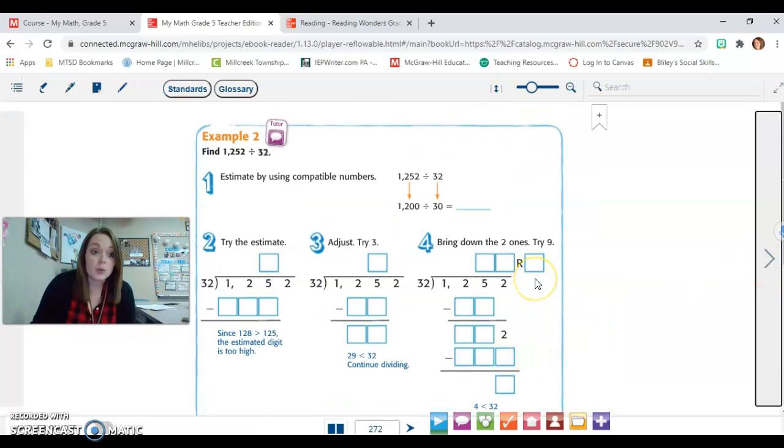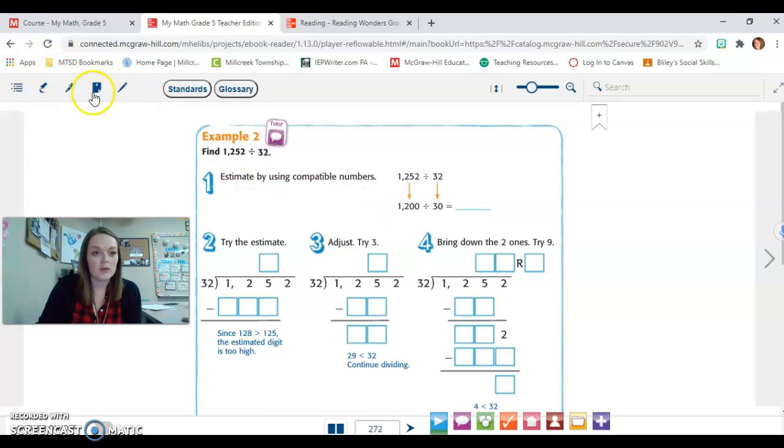Example 2. Whoa, big number, 1,252 divided by 32. Remember, first thing we're going to do is estimate to give us a starting point. Okay, so I have 1,252. Is that closer to 1,200 or 1,300? 1,200. 30. Oh, excuse me, 32. Closer to 30 or 40? 30. Okay, this is going to give us a starting point to where we are going to start dividing.